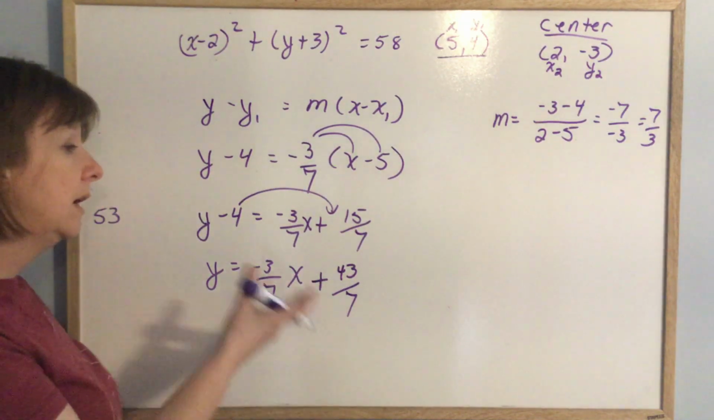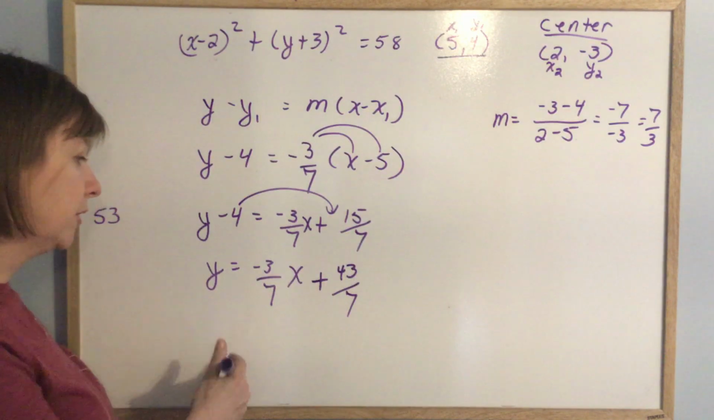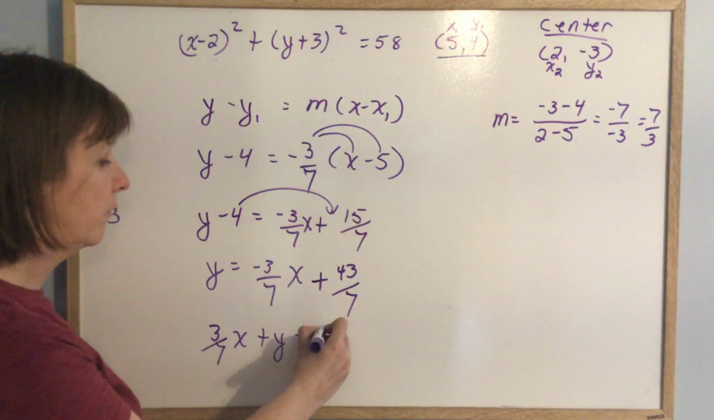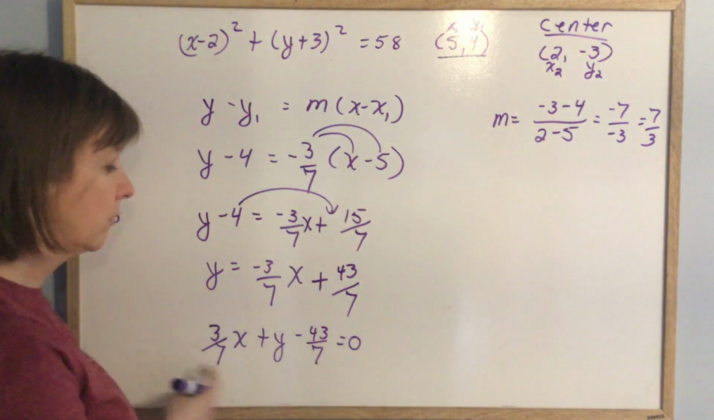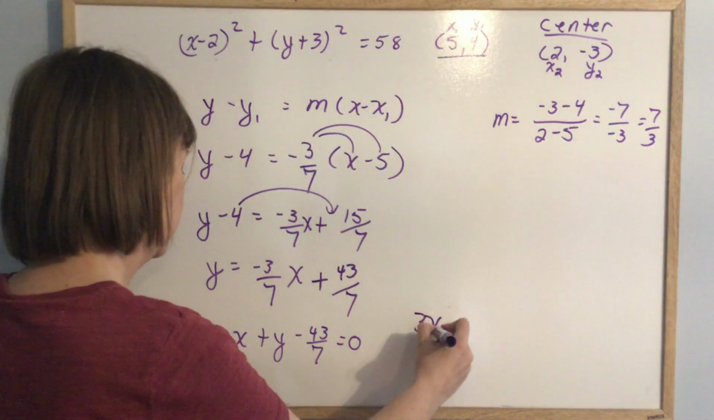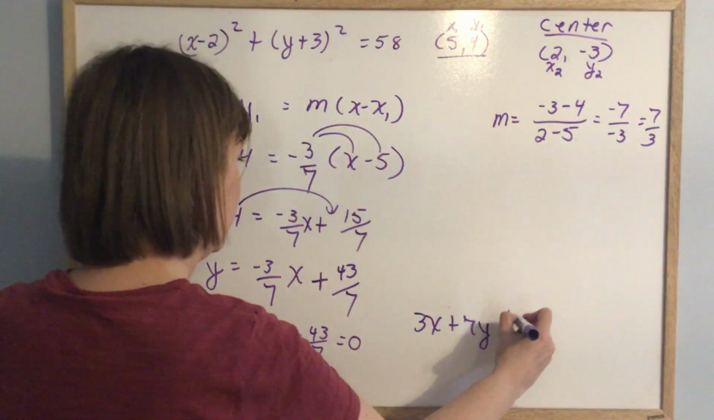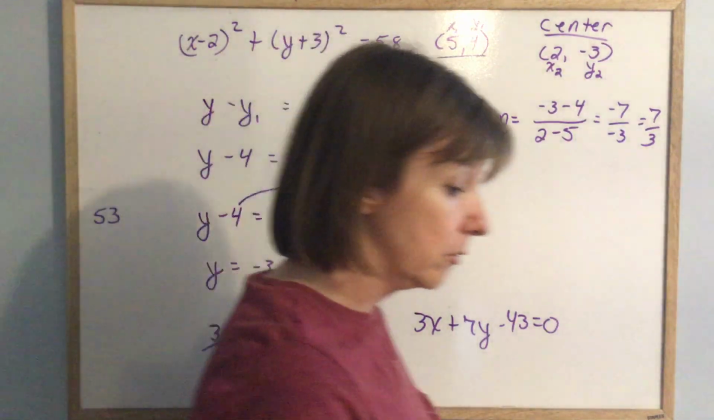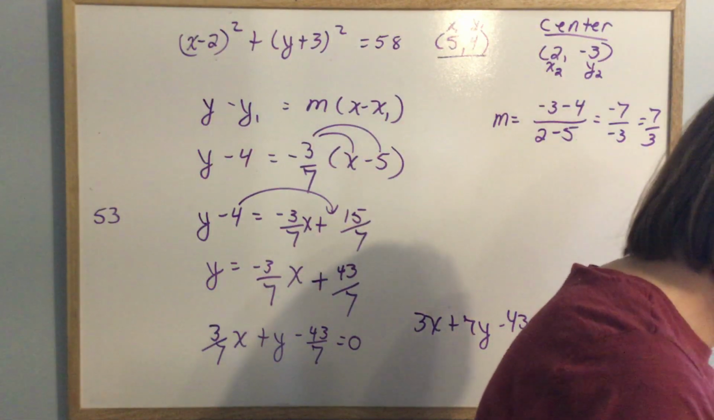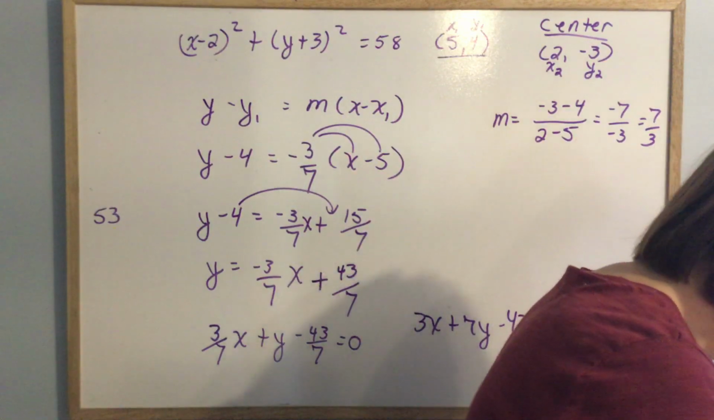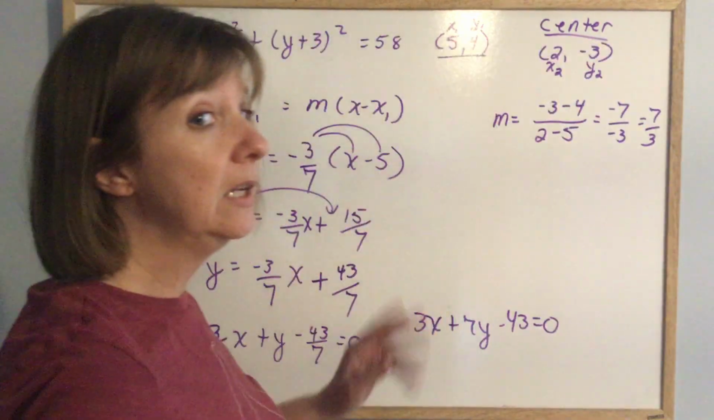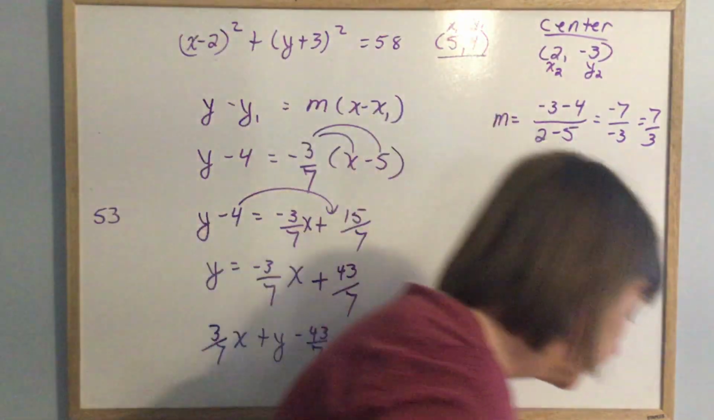All right, now, if they don't leave it like that in the back of the book, they move everything over to one side, 3/7x plus y minus 43/7 equals 0, which means they'd multiply everything by 7. So that would give me 3x plus 7y minus 43 equals 0. Now, let me just double check, because someone said I was so off on that answer. That's number 53. 3x plus 7y minus 43. Yay me!